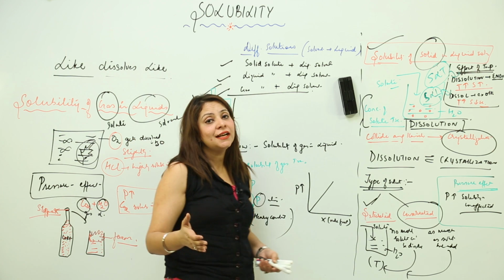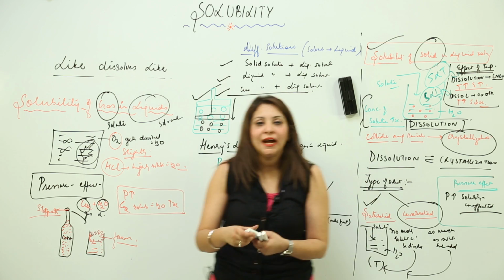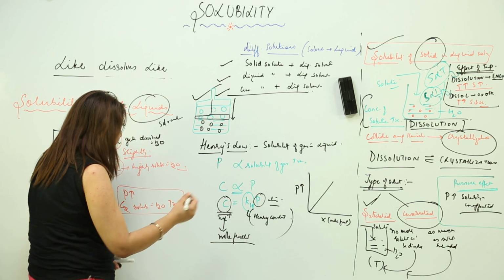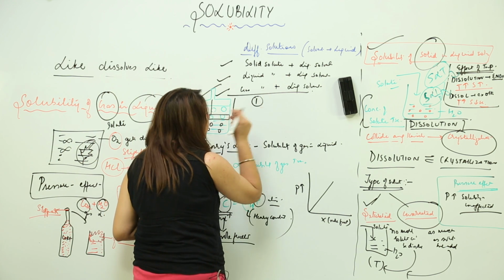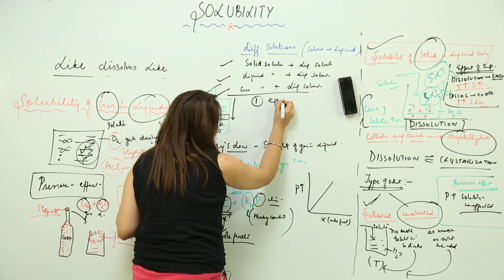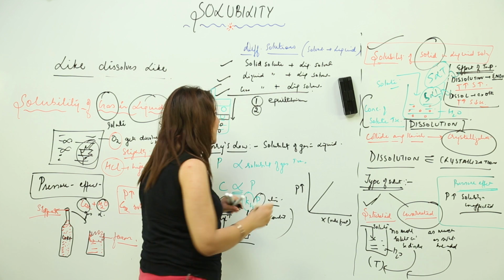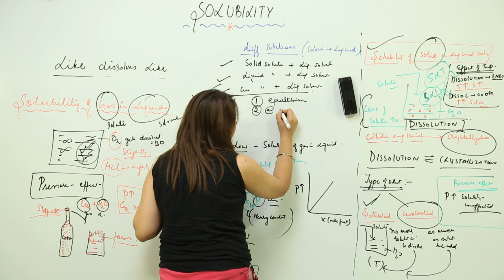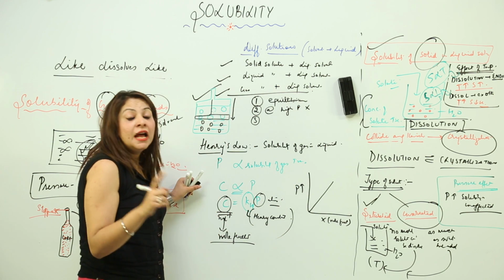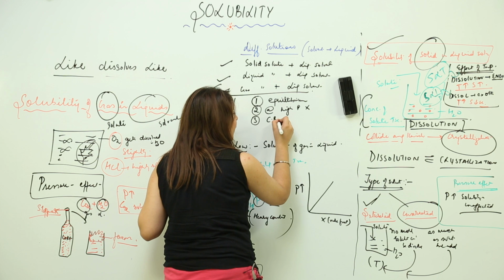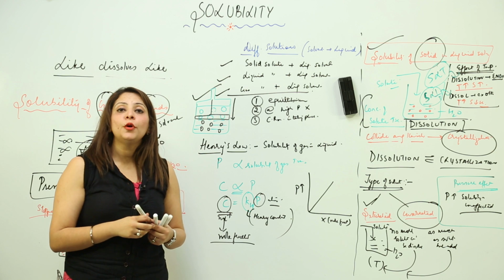You have to keep in mind under what conditions this Henry's law is applicable. I am going to write them up, and you also write in your copies. It is applicable only at the condition of equilibrium. Second, it is not applicable at high pressure. And moreover, it is not applicable where a chemical reaction is taking place, because when a chemical reaction is taking place, it leads to the formation of some other compound.